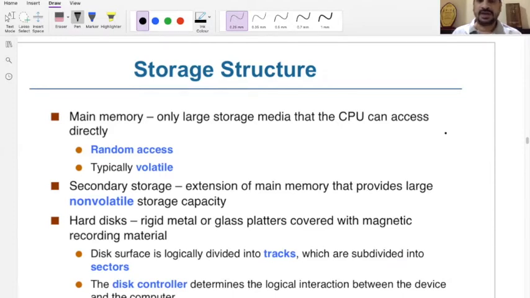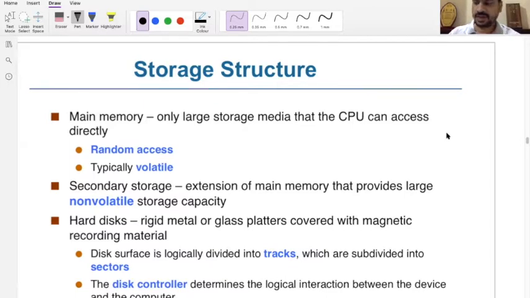So that's why it says that main memory is the only large storage area that the CPU can access. Which is the largest memory that the CPU will access directly? The answer is main memory. Main memory will be accessed by the CPU directly. And what is that main memory?